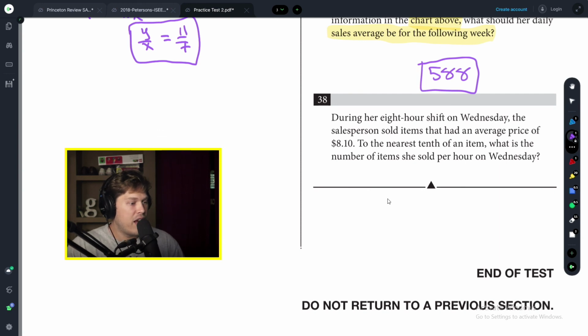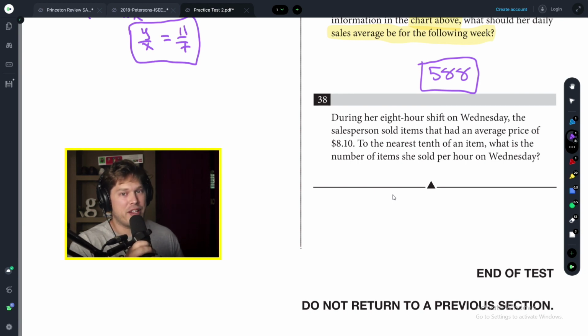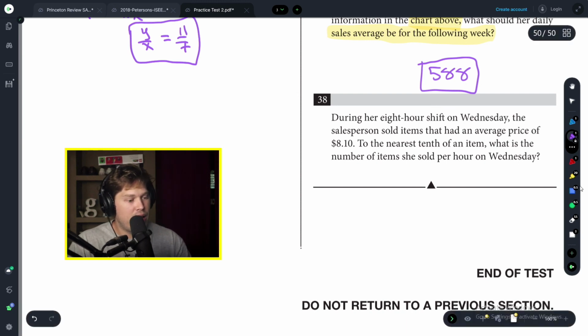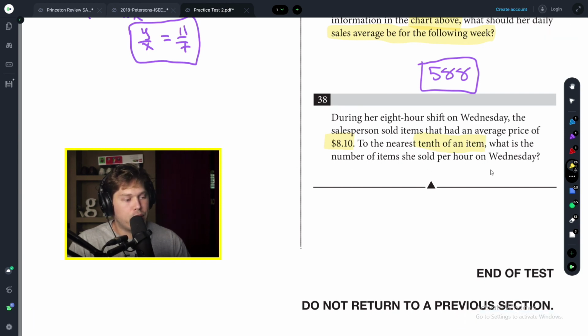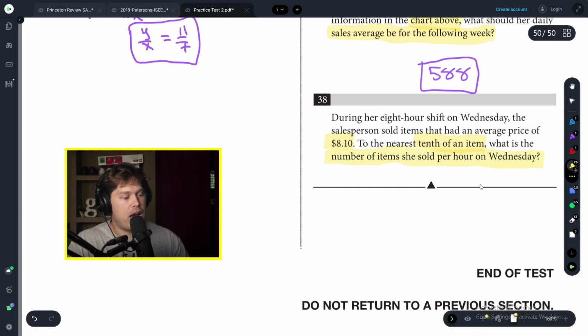Number 38. This is the last problem, guys. Give yourself a big pat on the back. I'm not kidding, this is definitely the hardest practice test I've ever done. So if you're watching one of these practice tests, I hope it's this one. Great job, guys. Seriously. Number 38. During her 8-hour shift on Wednesday, the salesperson sold items that had an average price of $8.10. To the nearest tenth of an item, what is the number of items she sold per hour on Wednesday?